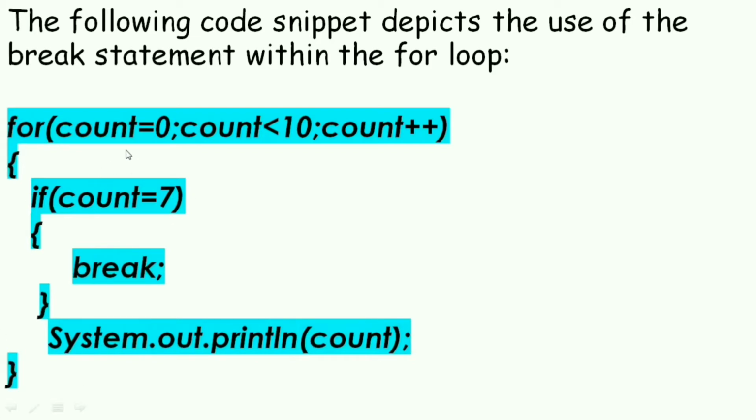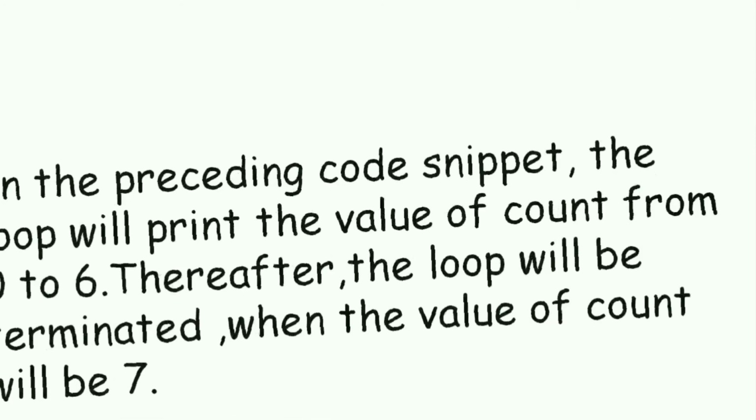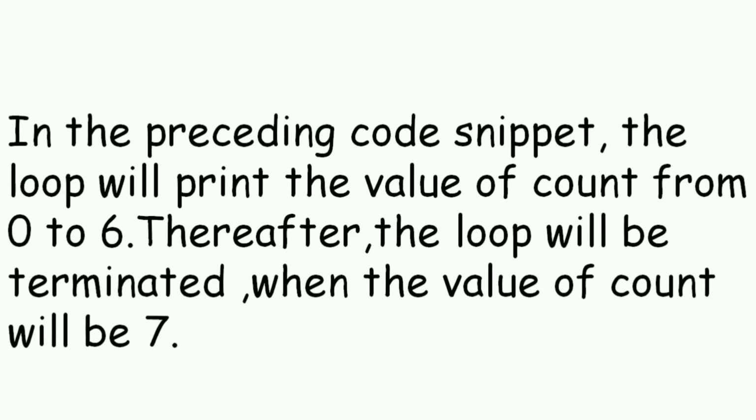ये तो सेम है, फॉर काउंट 0 से स्टार्ट होगा, 10 से लेस रहेगा यानी कि 9 तक रहेगा और 1+1 होता रहेगा. इफ़ काउंट इज इक्वल्स टू 7 यानी कि जब 7 होगा तो स्टेटमेंट ब्रेक हो जाएगी और काउंट प्रिंट हो जाएगा, यानी कि 7 से आगे नहीं बढ़ेगा. In the preceding code snippet, the loop will print the value of count from 0 to 6. Thereafter, the loop will be terminated when the value of count will be 7.